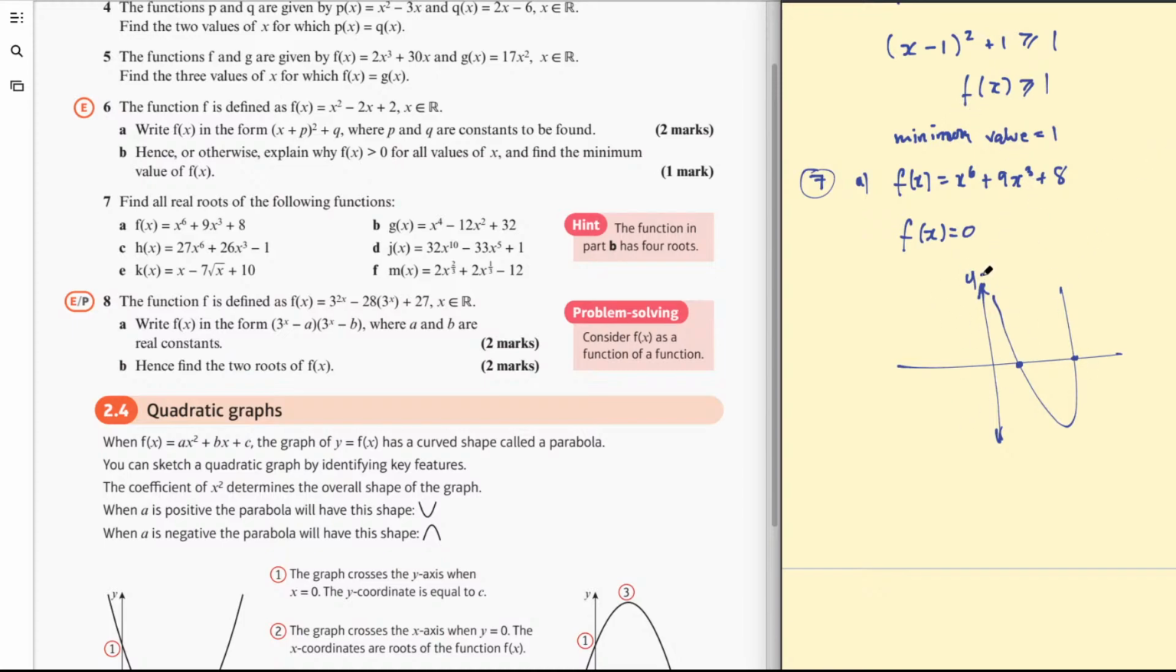Remember, usually we would say that y equals f of x. So where f of x equals 0, they are our roots.